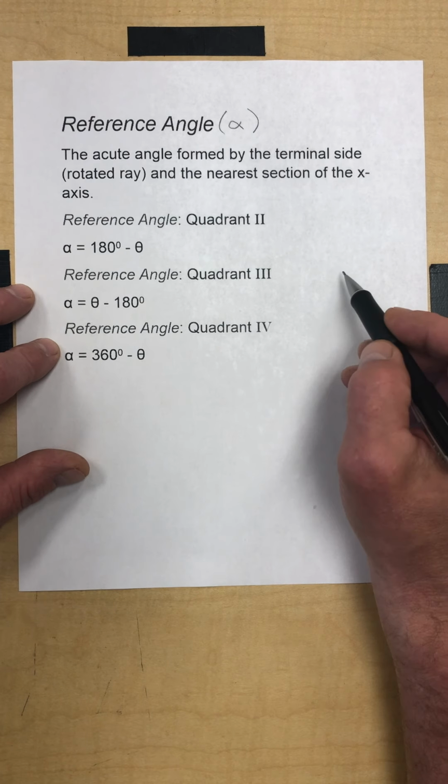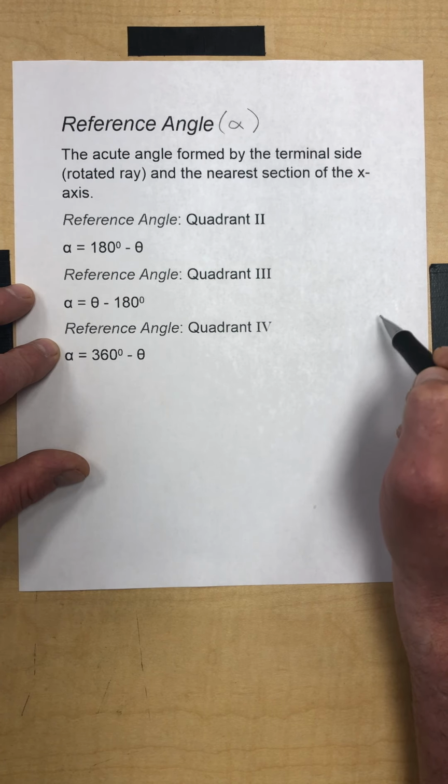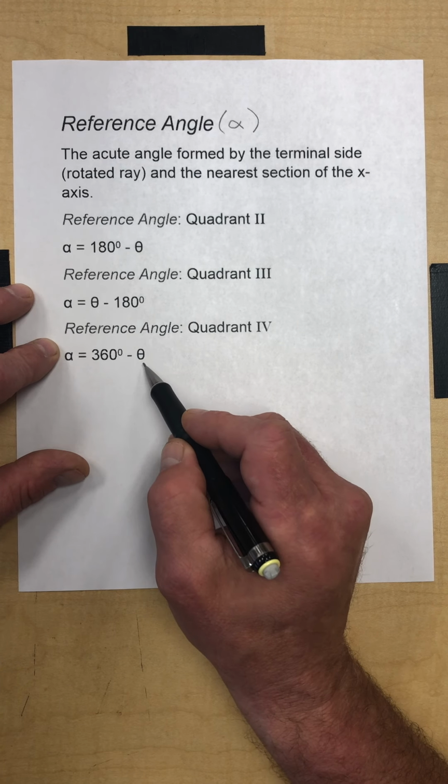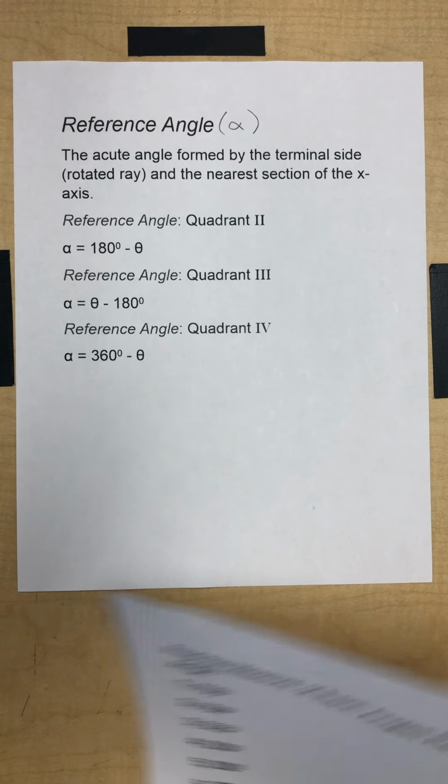And then if I go all the way past 270, so I'm over into quadrant 4, you would go 360 minus your angle of rotation, 360 minus theta, to get your alpha. So it's some pretty easy stuff, I'll be honest with you.